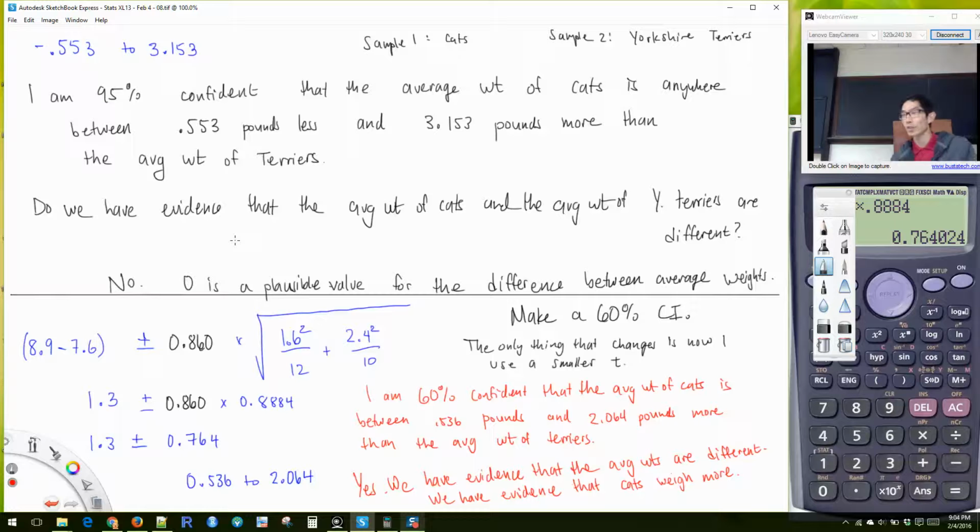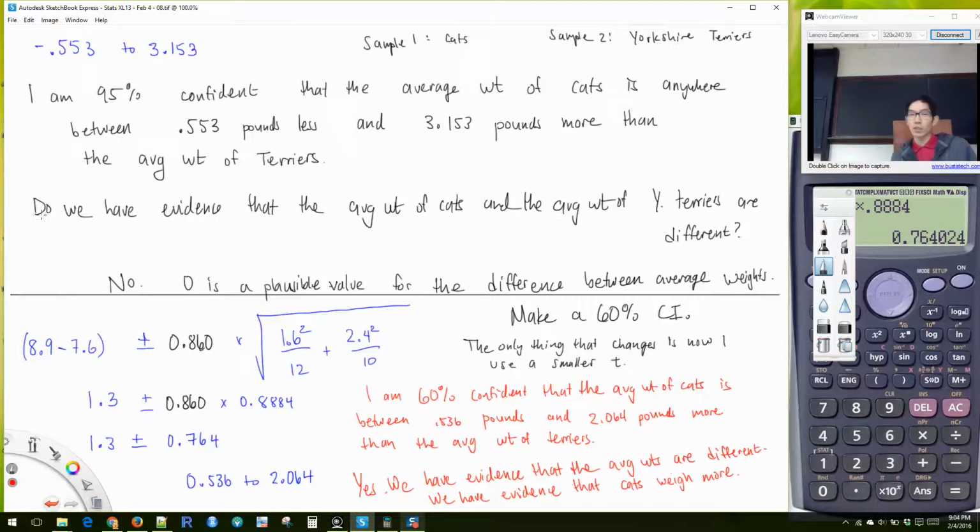Okay, so lower confidence gives you a smaller interval. If you want to be more confident, you have to take a wider interval, and the wider interval might mean you are making less exciting conclusions. Okay. On the other hand, notice I'm saying, do we have evidence that the average weights are different?